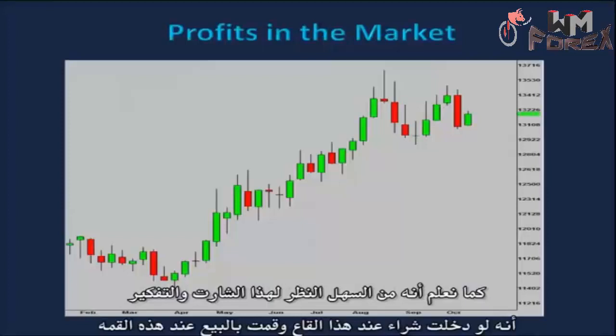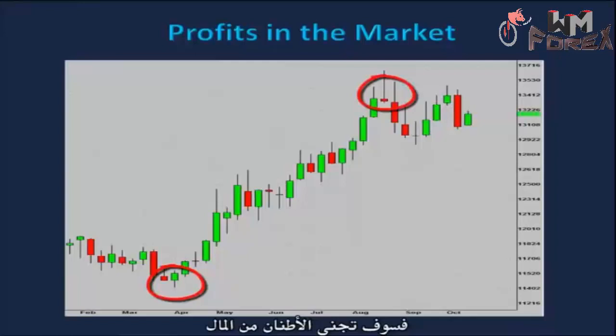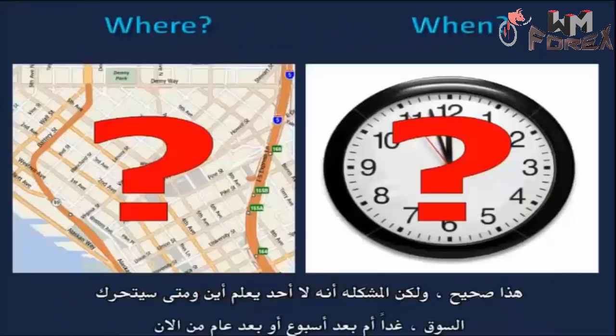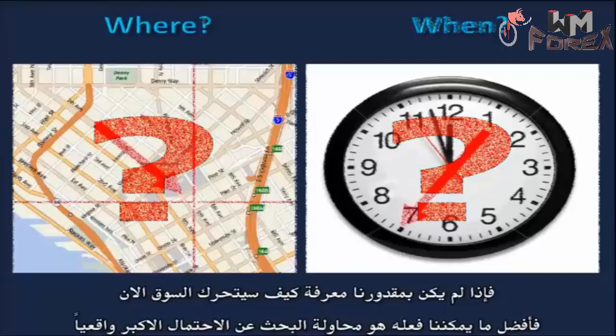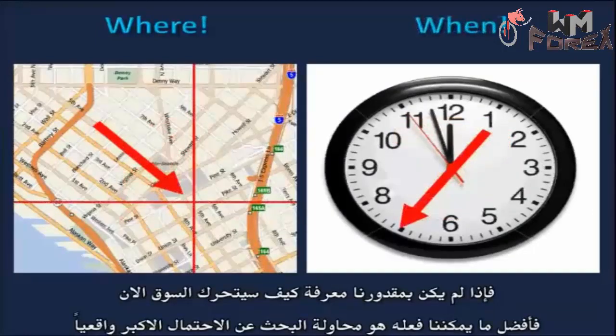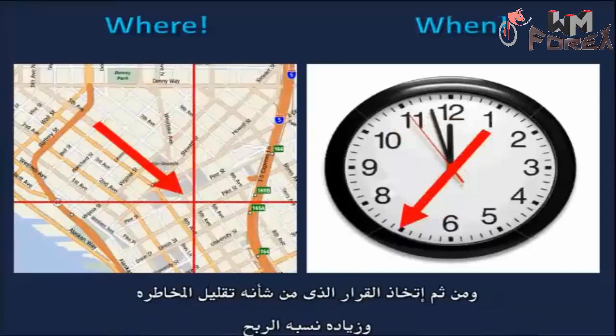As we all know, it's easy to look at this or any other chart and think, if only I'd entered the market when it was at its low and exited the market when it reached its high, I would have made a ton of money. While that's true, the problem with that kind of thinking is that no one really knows for sure where the market's going to go tomorrow, a week from now, or a year from now. So if we can't know where the market's going to go next, the best we can do is attempt to discover, through interpretation and evaluation, where it has the highest probability of going, and then make an informed trading decision that minimizes risk and offers potential gain.